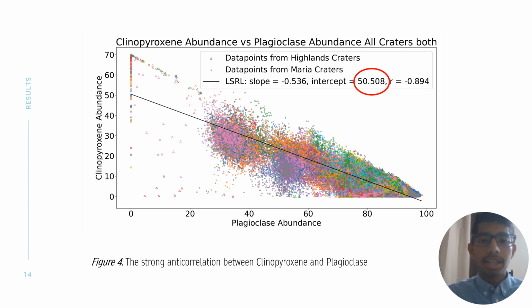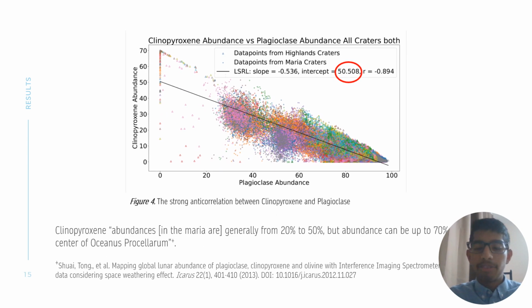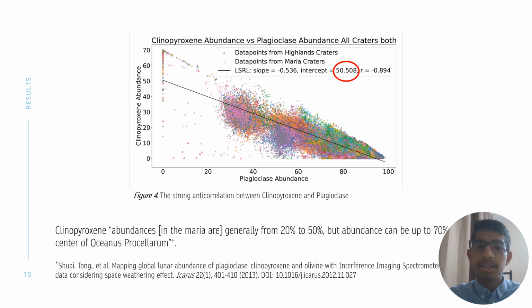Similarly, if we look at the strong anticorrelation between clinopyroxene and plagioclase, we notice a y-intercept of 50.508. This value is also corroborated, as clinopyroxene abundances in the maria are generally from 20 to 50%, but abundance can be up to 70% at the center of Oceanus Procellarum.